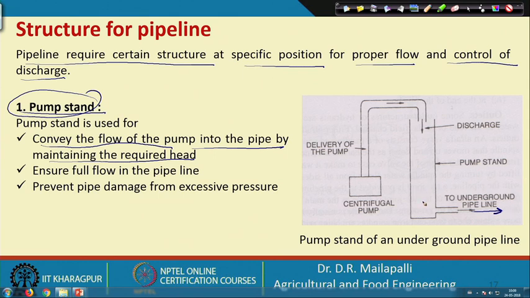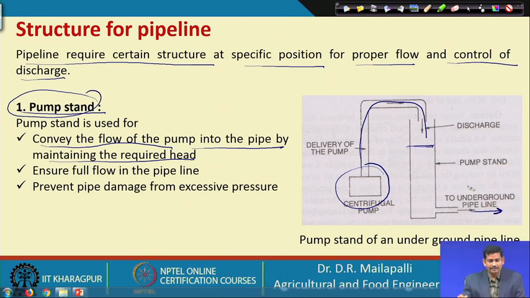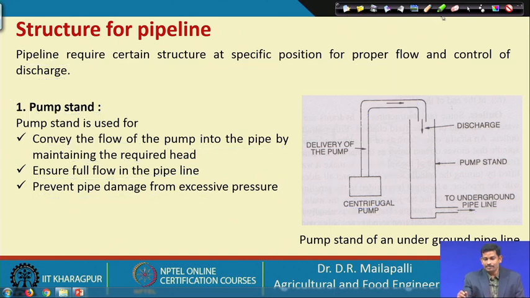Since you are not getting enough head, you need to pump the water and create the head here, so that the underlying pipeline will have enough head. So, it ensures full flow in the pipeline and prevents pipe damage from excessive pressure. Okay.